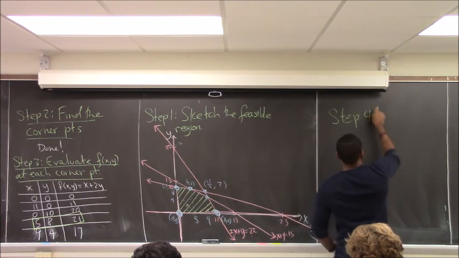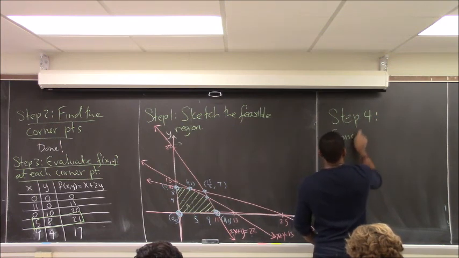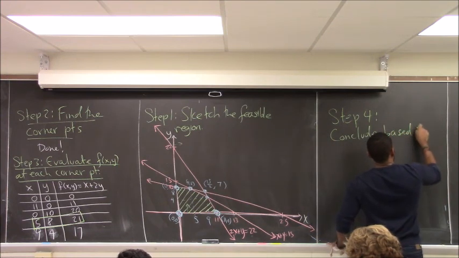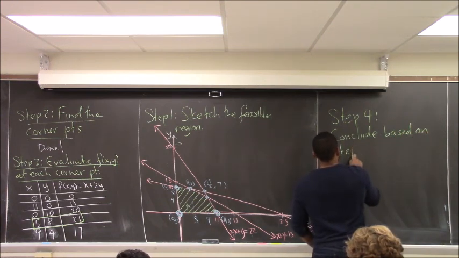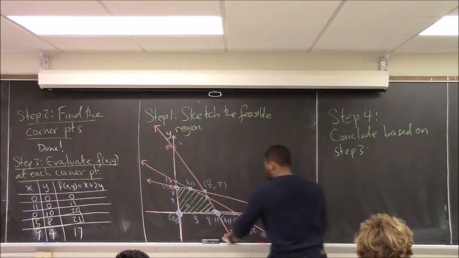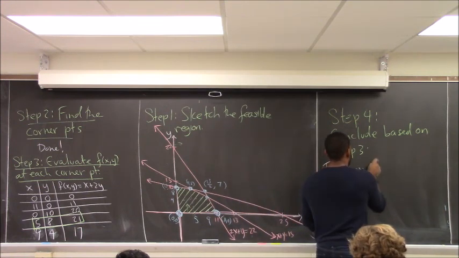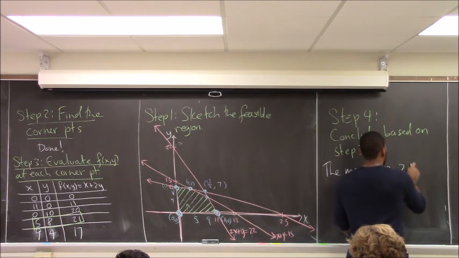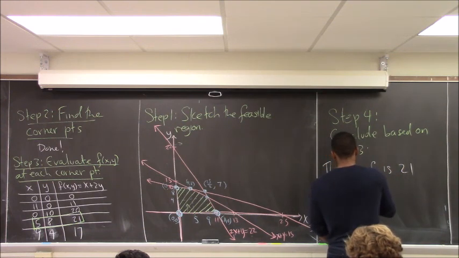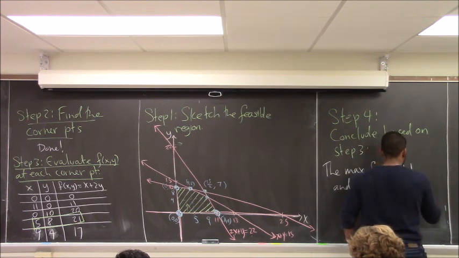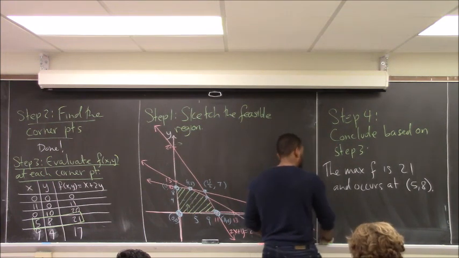I'll get to you. Step 4, conclude based on step 3. So for example, here I would say the max f is 21 and occurs at 5. Yeah, what was your question now?